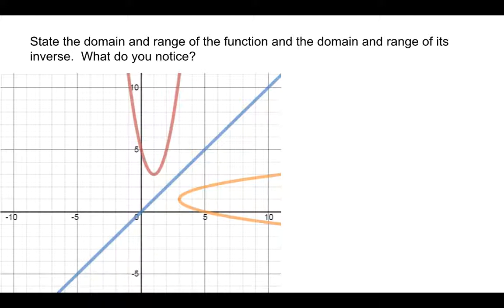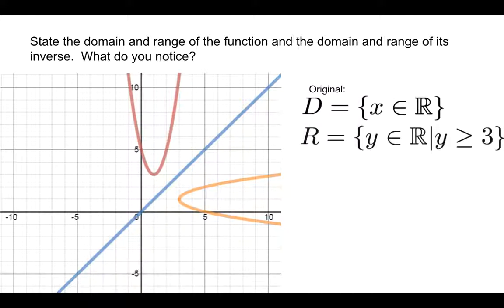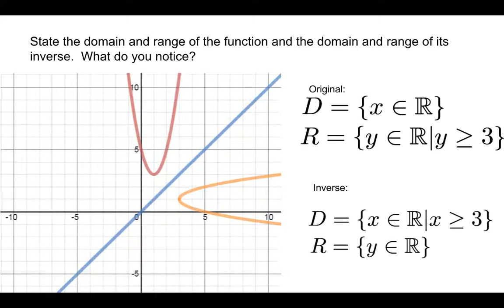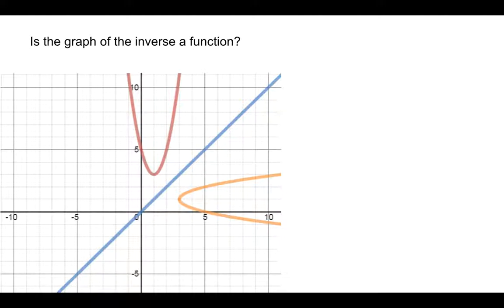If you state the domain and range of the function and the domain and range of its inverse, you'll notice a pattern here. The original function has a domain of all real numbers. The range is greater than or equal to 3. If you look at the inverse, the domain is all real numbers greater than or equal to 3, and the range is all real numbers. So you can see this really is just switching up the x and y's.